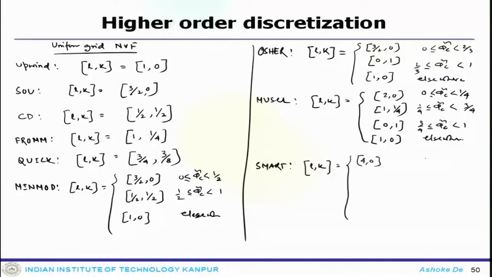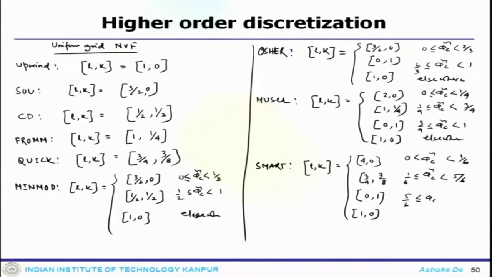40, which will get you 0, 3 by 4 by 3 by 8, 0, 1, 1, 0. This is 1 by 6 to 5 by 6, 5 by 6 to 1, this is elsewhere. So, one can see that different L by K value can be obtained on a uniform.